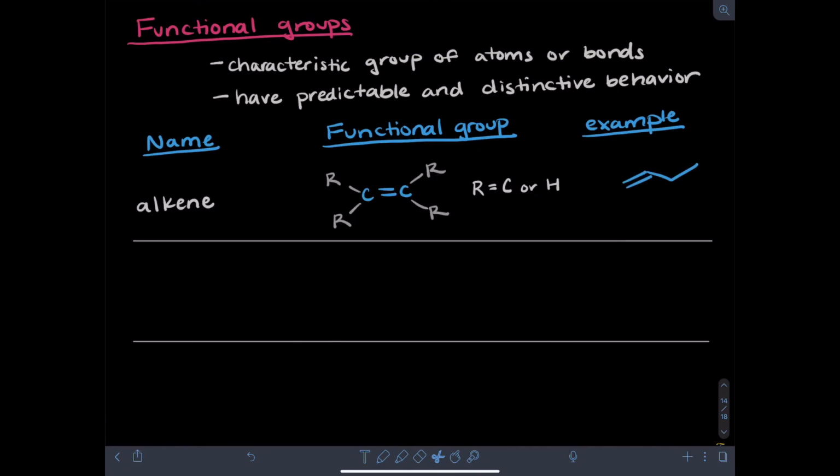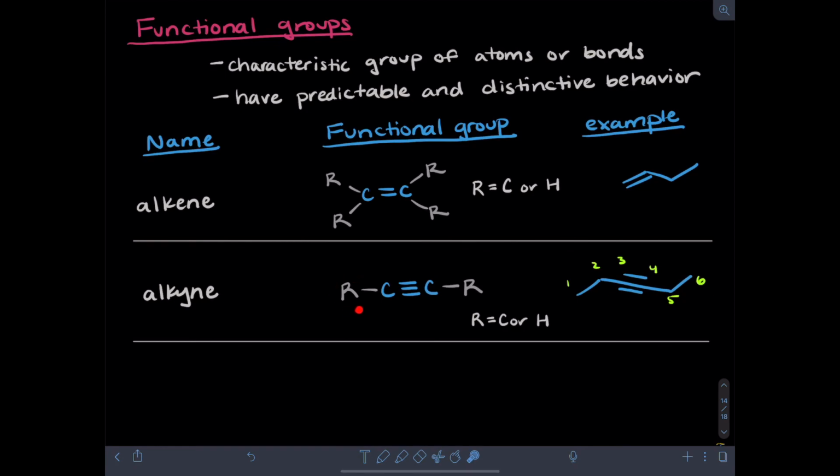One functional group is called an alkene. This is going to have a carbon-carbon double bond. In my general structure, my R group could be a carbon or a hydrogen. A functional group with a carbon-carbon triple bond is known as an alkyne. Here, my general R group could be a carbon or a hydrogen as well. As a reminder, in terms of counting carbons in skeletal structures, remember that for the alkyne, where the triple bond meets the single bond is a carbon.